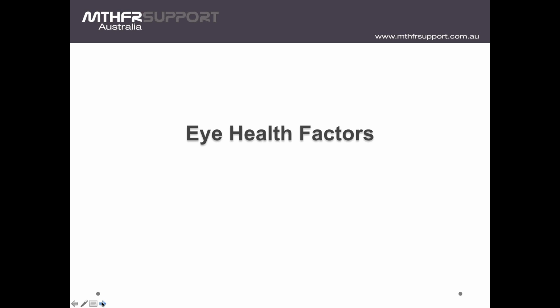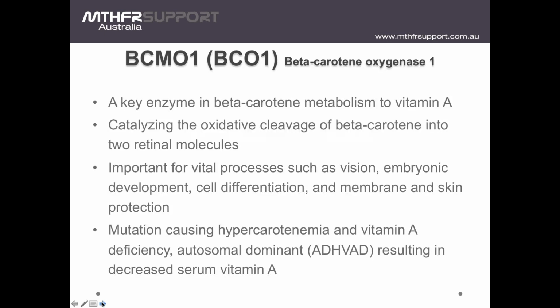Now Sterling's going to talk about the BCMO SNPs, which are the eye. We associate that with the eye pathway and vitamin A. Okay, BCMO1, it symmetrically cleaves beta-carotene into two molecules of retinol. Hypercarotenemia and vitamin A deficiency is related to BCMO1. It is a disorder characterized by increased serum beta-carotene, decreased conversion of beta-carotene to vitamin A, and decreased serum vitamin A.